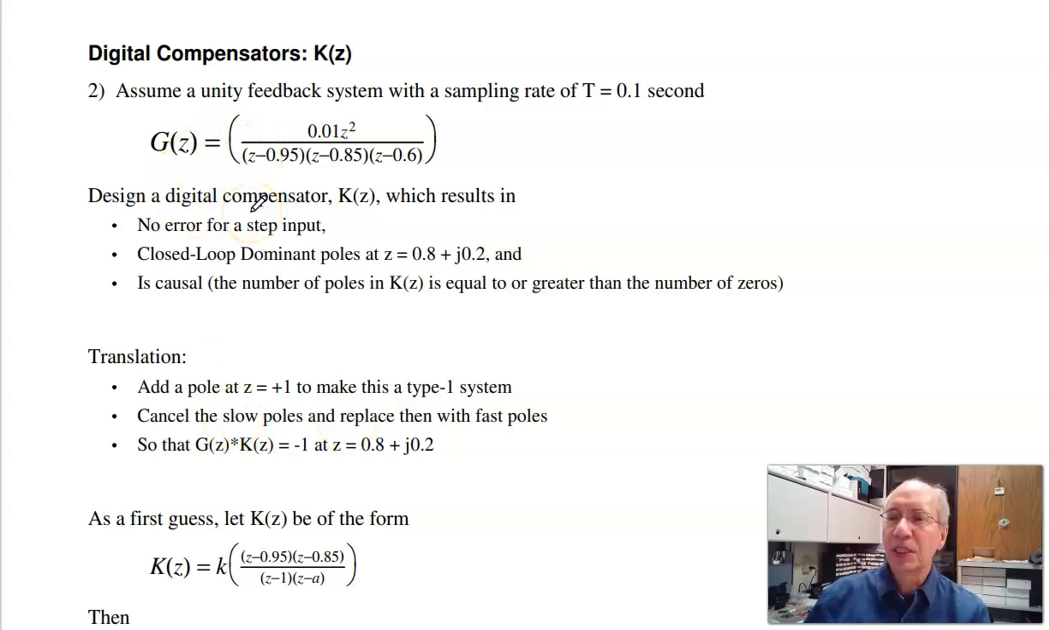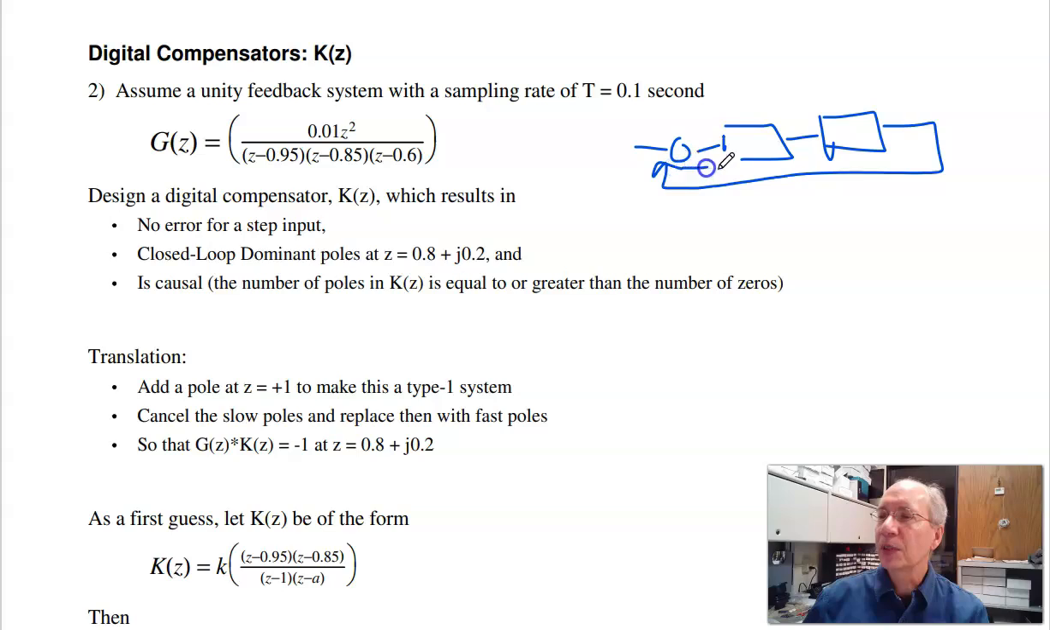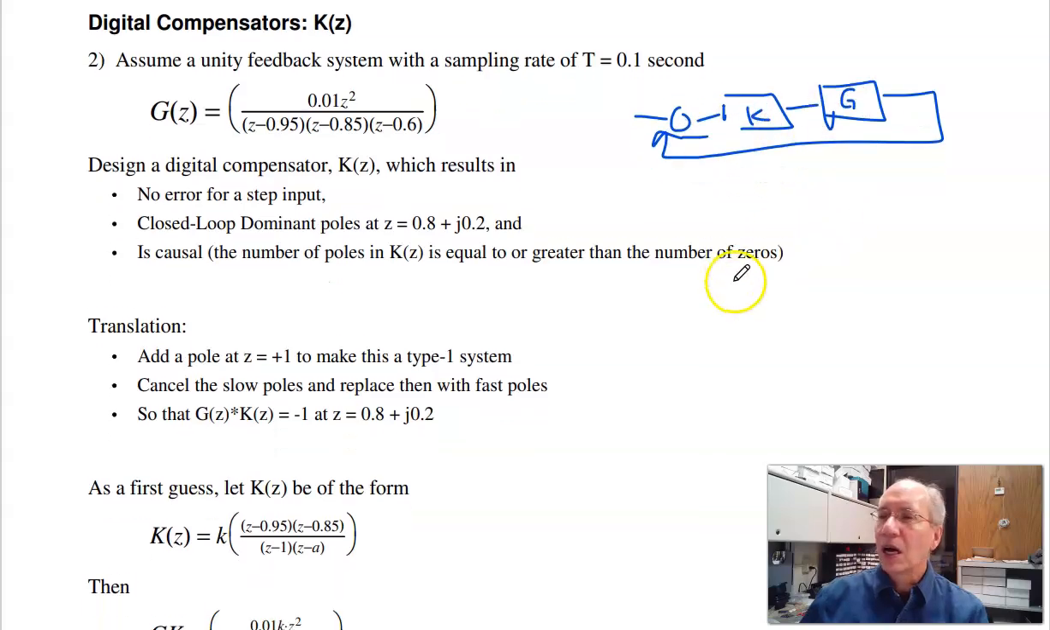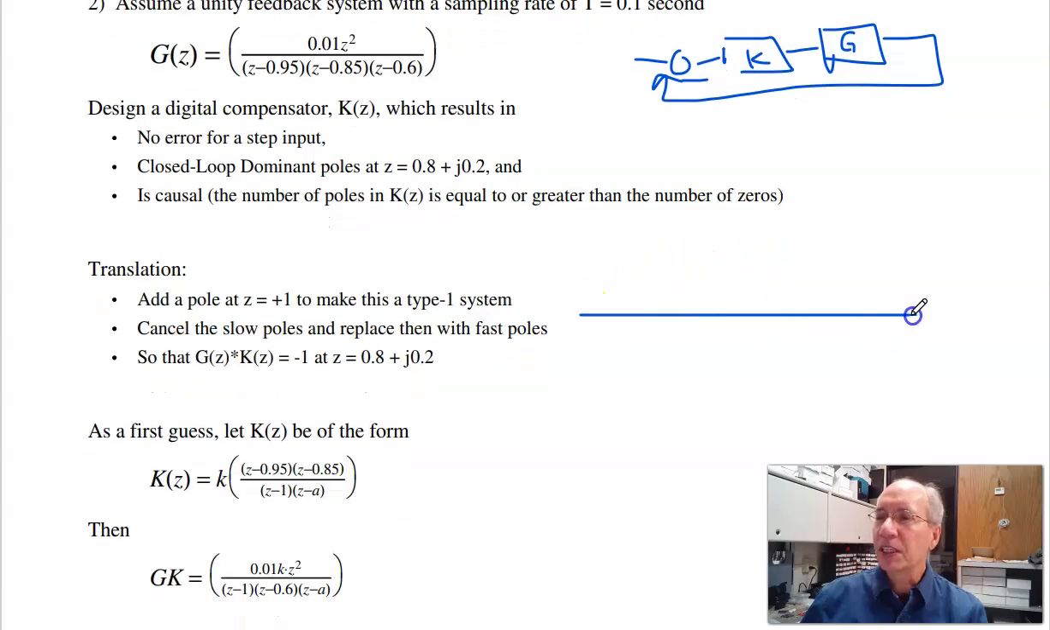Problem 2 is design a discrete time compensator so that this plant closed loop has no error per step input and a closed loop dominant pole at 0.8 plus j0.2. So here what you're doing is forming a closed loop system, here G times K with unity feedback. When I do that, we're using root locus techniques. I want to place the closed loop pole at, let's try that again. So here's 0, here's plus 1, at 0.8 plus j0.2.